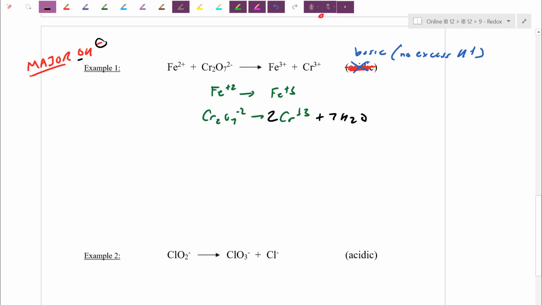We're going to add water. Most of these reactions take place in aqueous solution, so we're going to add H+. Even though I'm going to show you how to do it in basic, you're going to balance it as if it were acidic. So I'm going to add H pluses here.